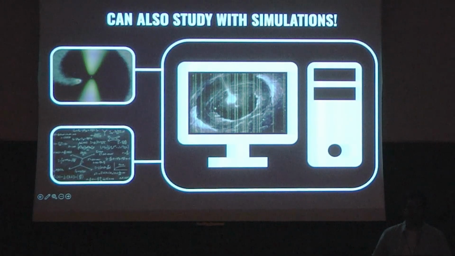But we're not just limited to observations. We can also study these systems with simulations. Simulations are a great way to incorporate the physical and analytical theories that we have and connect them to all of these wonderful observations that we have in the radio, in the X-rays, and in the gamma rays.